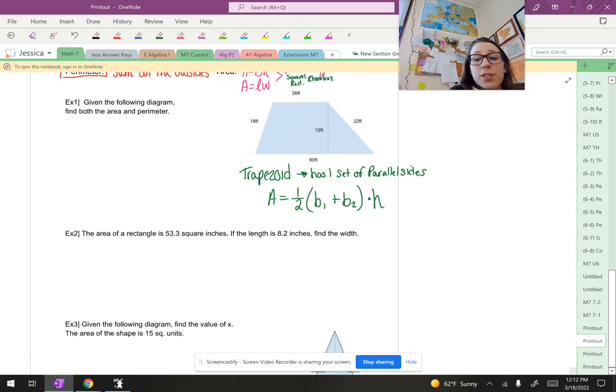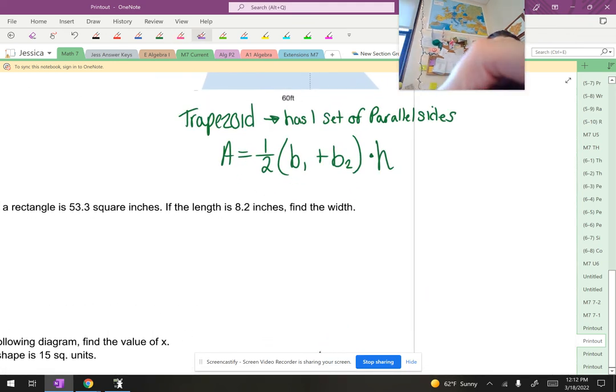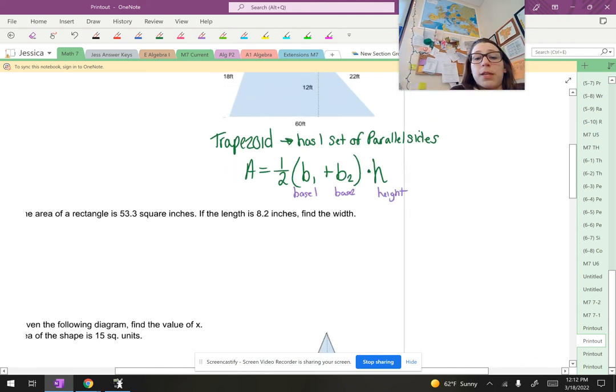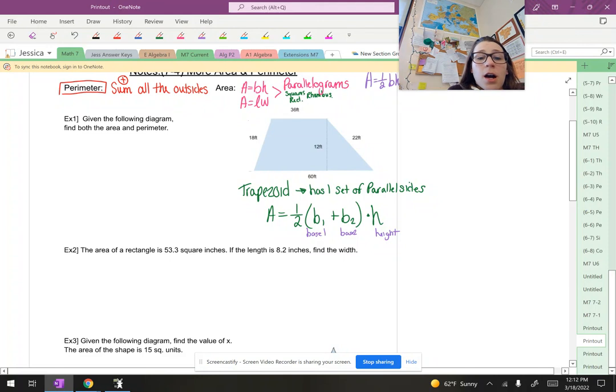And that is the formula we're going to be using to find the area of a trapezoid. Base 1, base 2, and my height, just so we know what all those pieces mean. All right, we will actually look at the first example next.